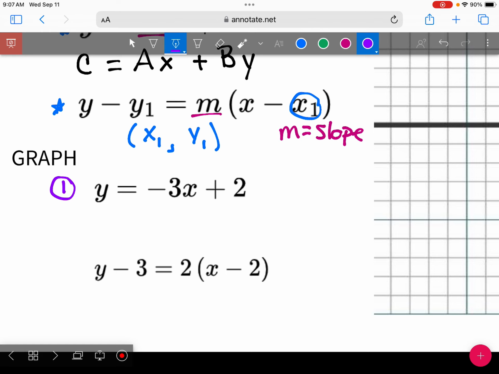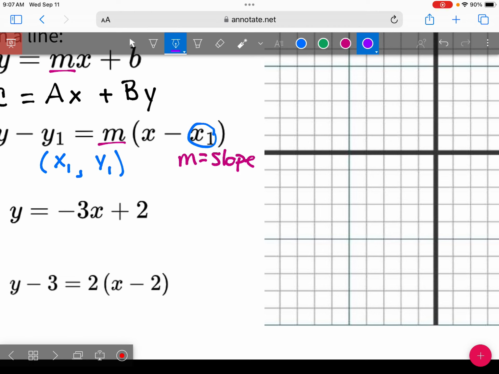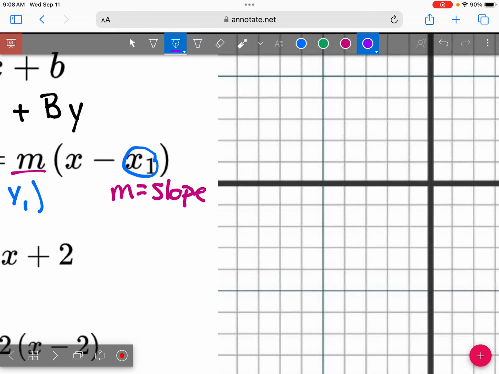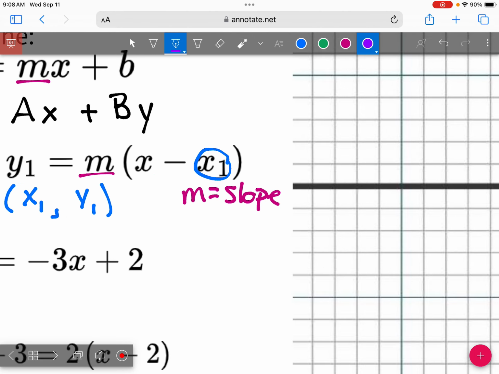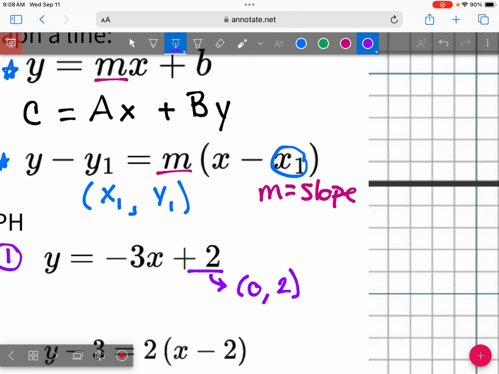So where do we start when we graph this? Our y-intercept of 2. The b is always our y-intercept. It's going to be the point 0, comma b, or 0, comma 2 in this case. What's our slope? 3/1. Careful. -3. It's a negative slope.